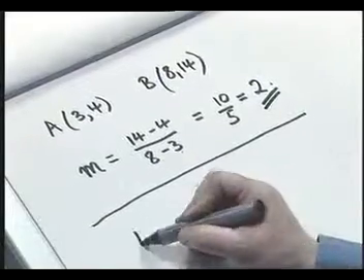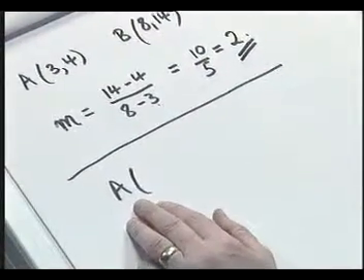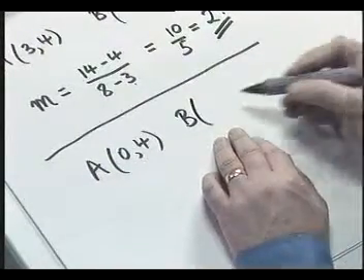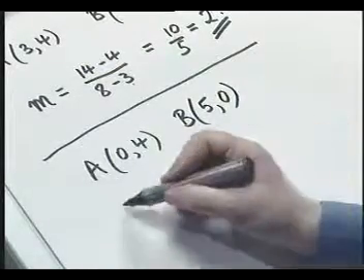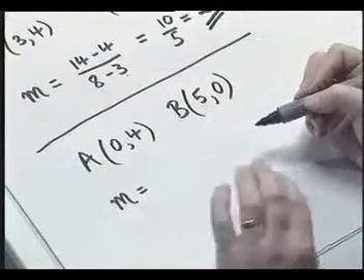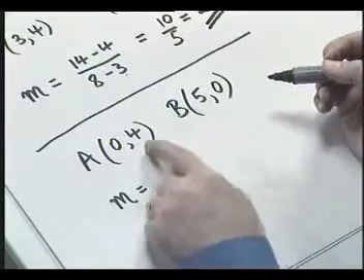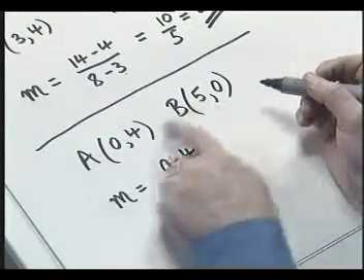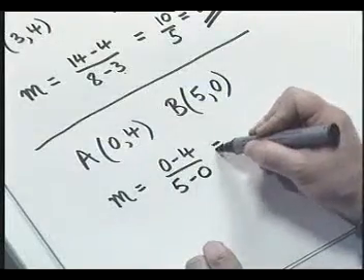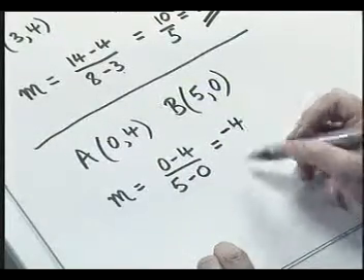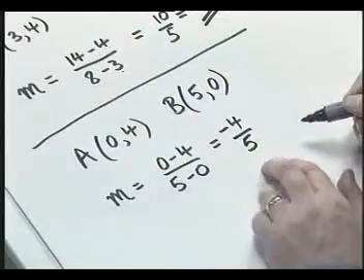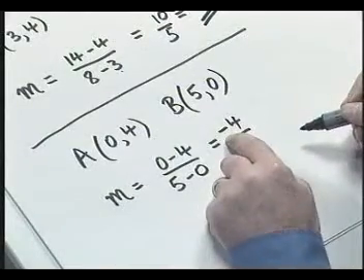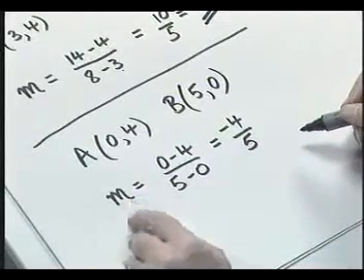Let's take another example. Suppose we have the point A, which now has coordinates (0, 4), and B, which has coordinates (5, 0). Let's do the same calculation. The gradient will be the difference in the y-coordinates, that's 0 minus 4, divided by the difference in the x-coordinates, 5 minus 0. So this time we'll get minus 4 on the top, 5 at the bottom. We get minus 4/5. So this is a little bit different now because we've got a negative number for our gradient. Let's see what that actually means.